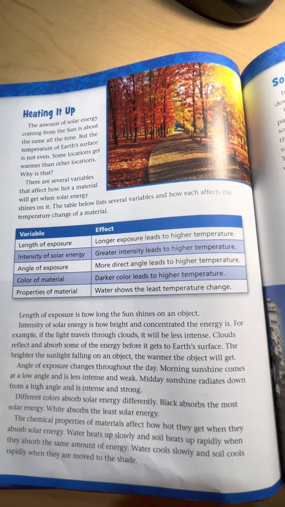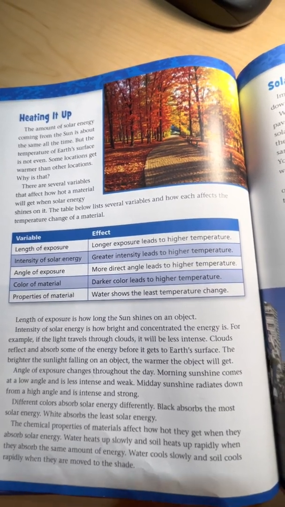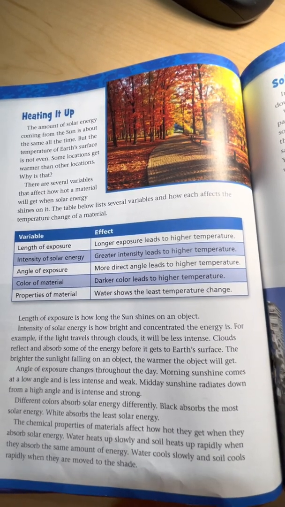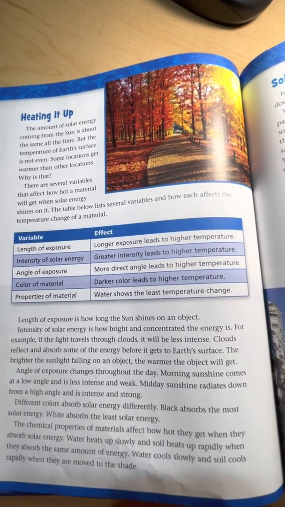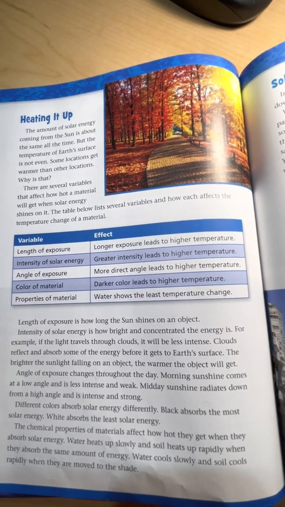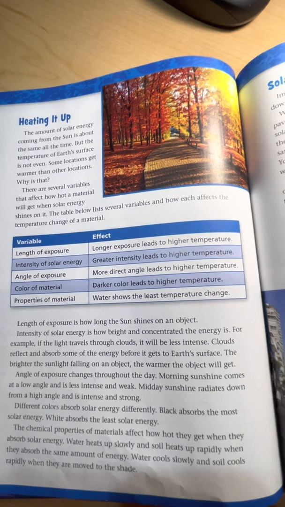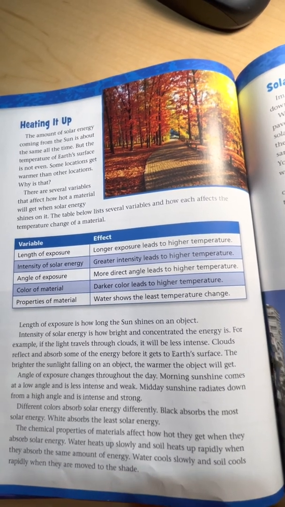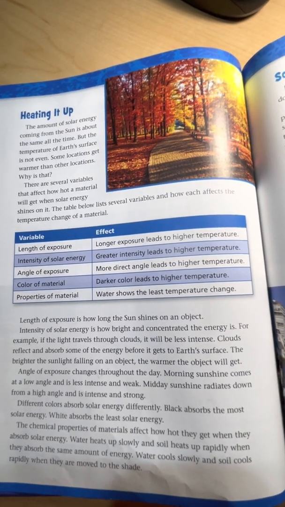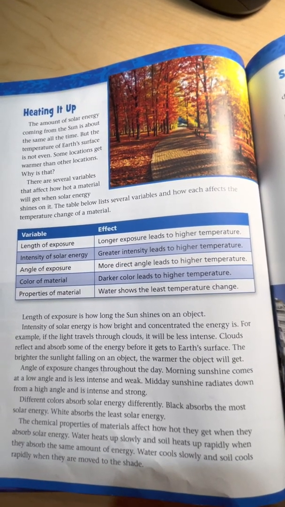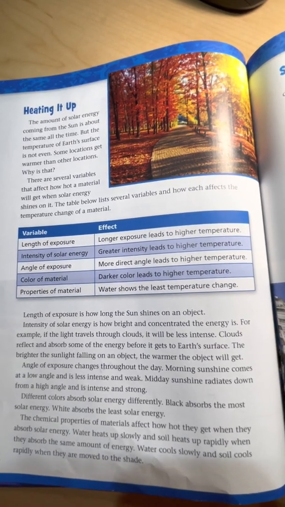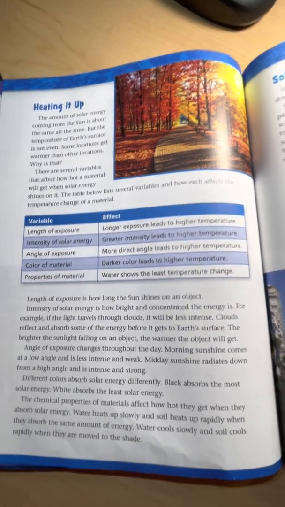Variable: length of exposure. Effect: longer exposure leads to higher temperatures. The second variable: intensity of solar energy. The greater intensity leads to higher temperature. The third variable: angle of exposure. More direct angle leads to higher temperature. The fourth variable: the color of the material. Darker color leads to higher temperature. And finally, the properties of the material. Water shows the least temperature change.